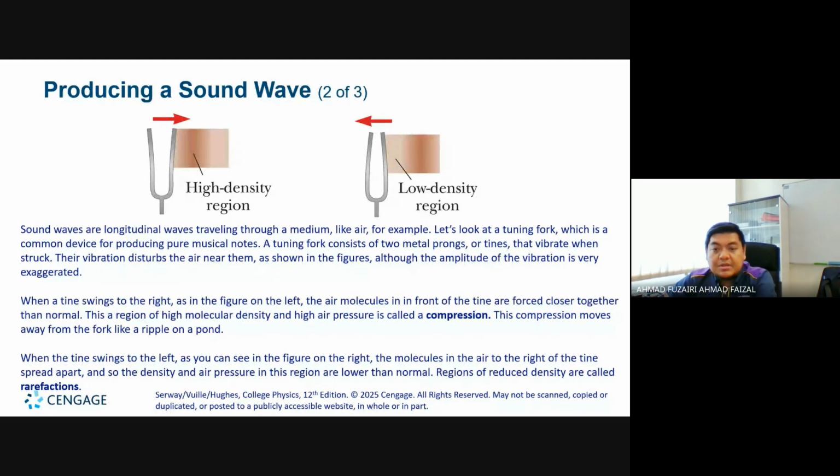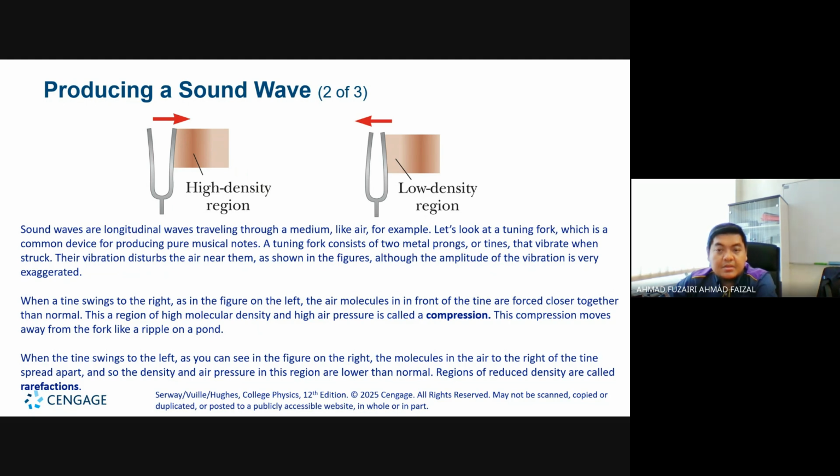So a tuning fork consists of two metal prongs, like this one, or should we call them tines, that vibrate when struck. When we hit the tuning fork, it vibrates. The vibration disturbs the air near them, as shown in the figures, although the amplitude of the vibration is very exaggerated.